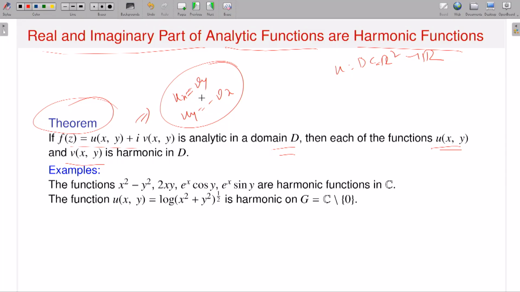That means f prime should exist and they are also analytic. And this is a very strong theorem because analyticity is a very rigid property. Right, so if f is analytic in a domain, then all order derivatives exist and they are also analytic. I didn't prove that one.